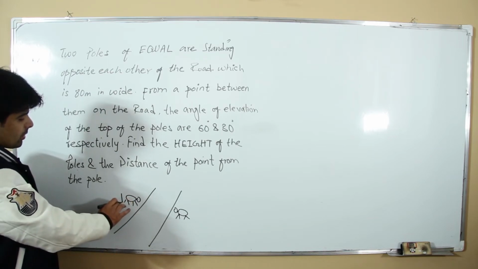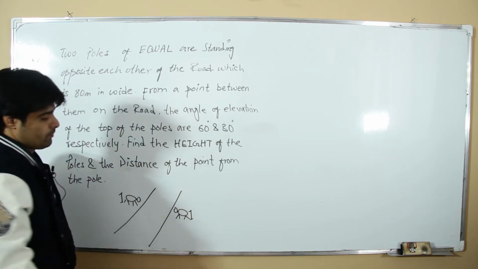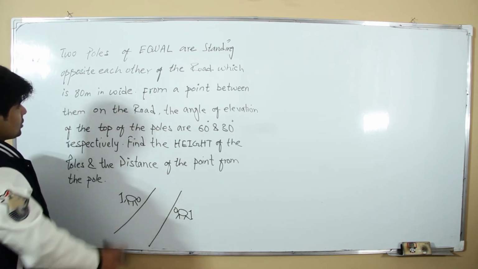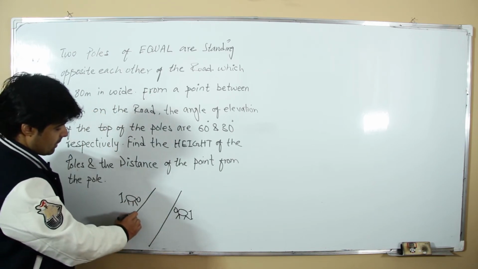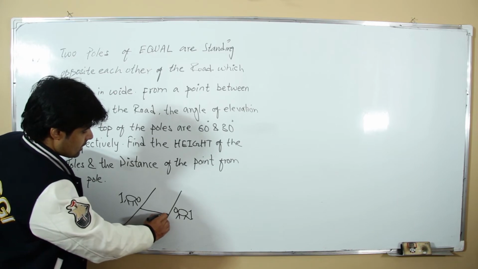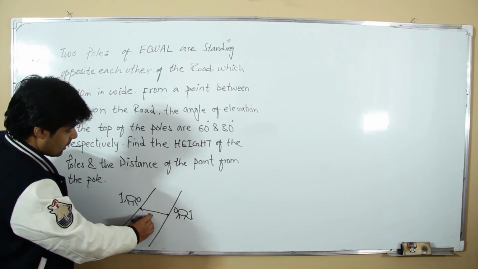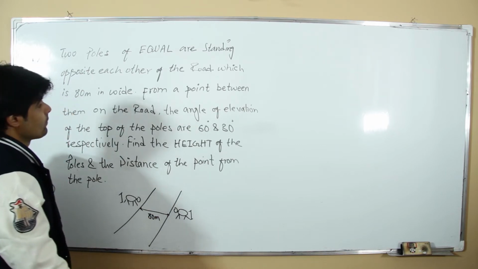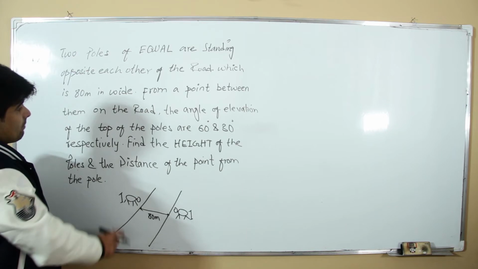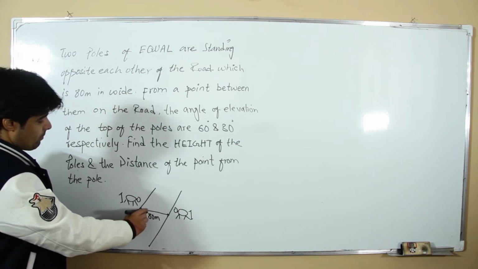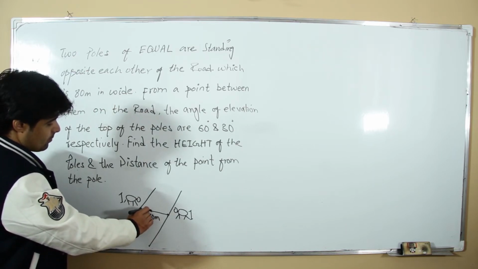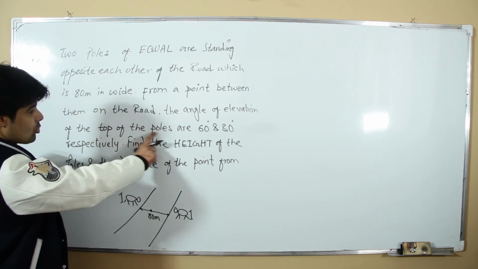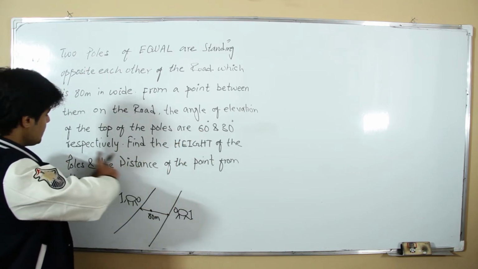Now they are equal in height. Next, they are opposite of each other, in which the road width is 80 meters. The distance between these two is 80 meters, which is the width of the road. From a point between them, suppose there is a point, for example here. From this point, the angles of elevation of the top of the poles are 60 and 30.